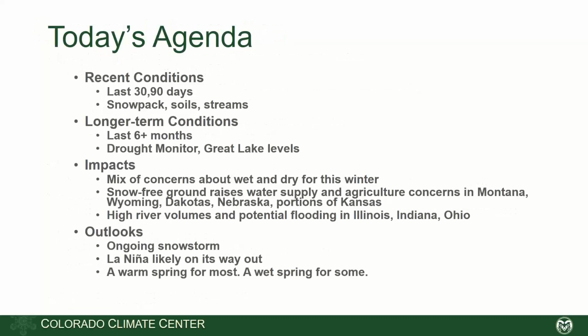All right, so just a little bit of today's roadmap. We're going to start with looking at some of the more recent conditions that we've experienced, focusing largely on what's happened since our last webinar, as well as a seasonal look at what's happened this winter in the last 90 days. We'll look at snowpack as well as soil moisture levels and stream levels. We'll then look at some longer term conditions, a little bit about what's going on at a 6+ month time scale all the way up to 12 months. We'll take a look at the drought monitor and talk a little bit about how we got where we are. And then we'll look a little bit at what's going on with the Great Lakes as well.